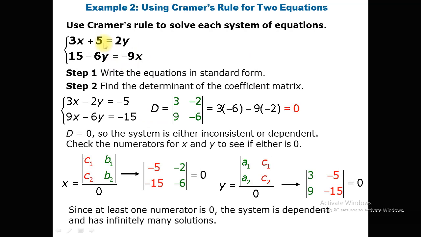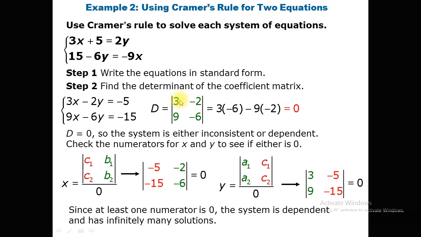Now another example. Suppose we have a system of two equations, 3x plus 5 is equal to 2y, and 15 minus 6y is equal to minus 9x. First of all, dear students, rearrange the equations. We obtain the system 3x minus 2y is equal to minus 5, and 9x minus 6y is equal to minus 15. So first of all, construct the coefficient matrix and then find its determinant.